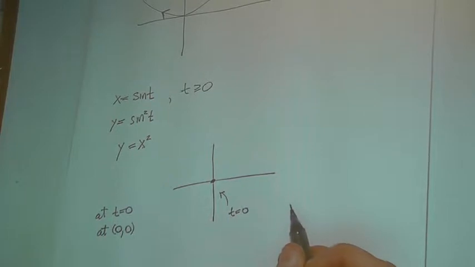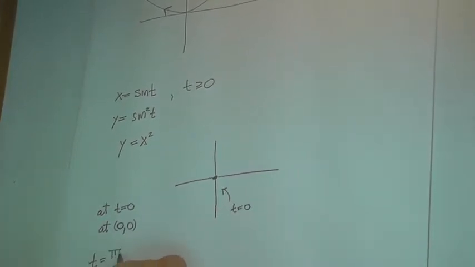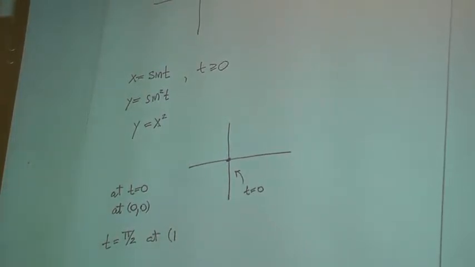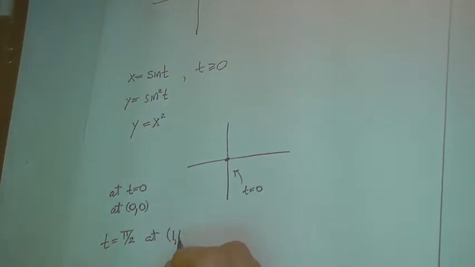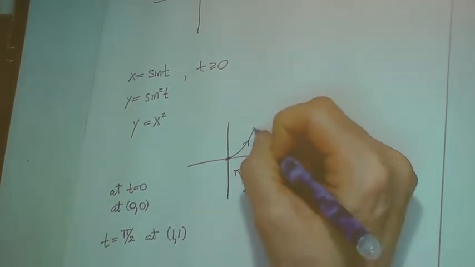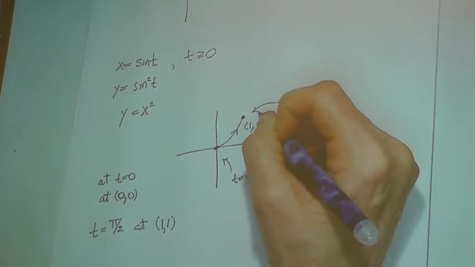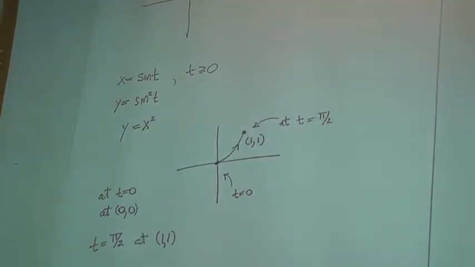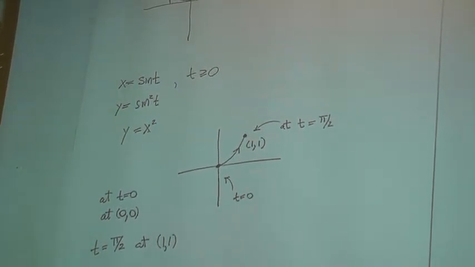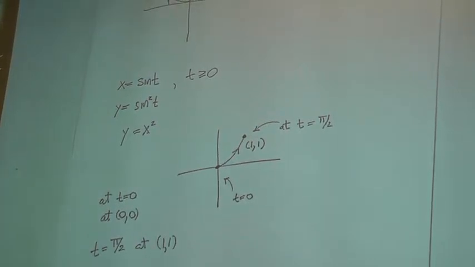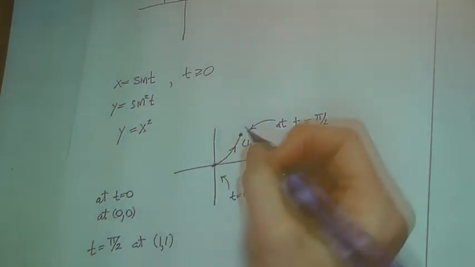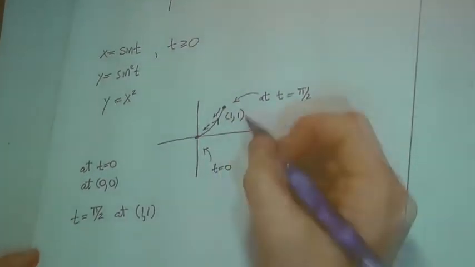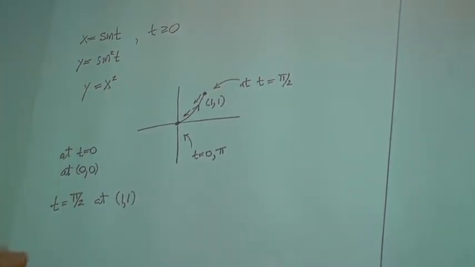If we let time increase up till pi over 2, then sine of pi over 2 is 1. So x would be 1. Its square also 1. So we come up here to this point 1, 1, which we're at time pi over 2. But then as time goes from pi over 2 to pi, the sine function decreases back down to 0. And so we go this way, and we're going to be back at the origin when t is equal to pi.